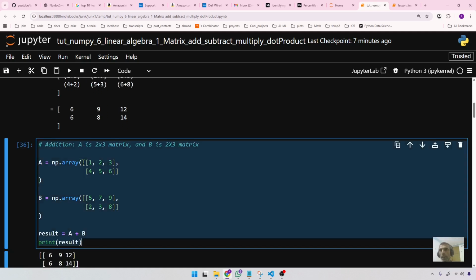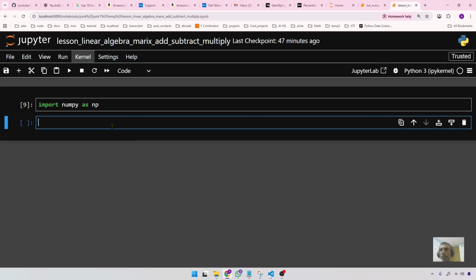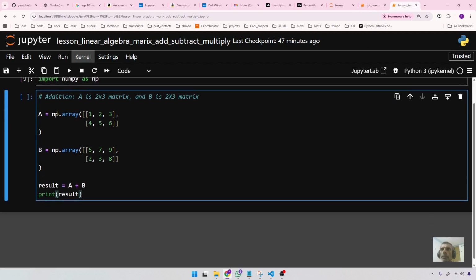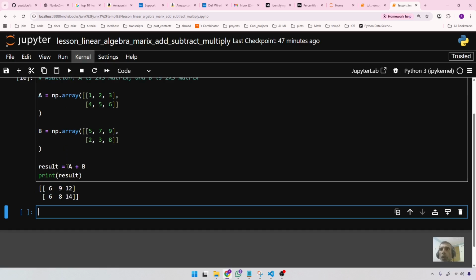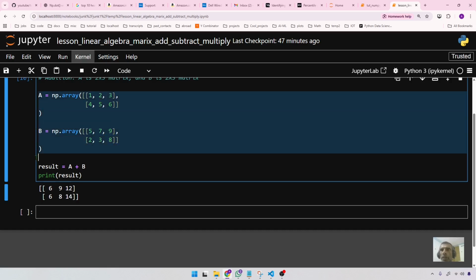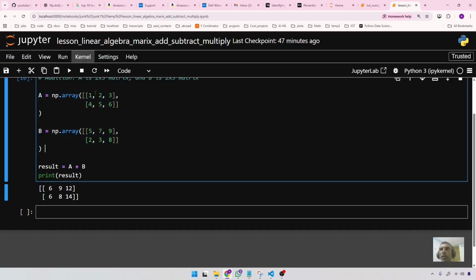Let's say I have this matrix A and B, and I want to add them. I create a matrix A, this is my matrix A, and this is my matrix B. The shape of A is 2 by 3, and the shape of B is also 2 by 3. To perform matrix addition, all you have to do is just A plus B. That's going to add this matrix with this matrix right here. I'm using NumPy arrays to simulate matrices.